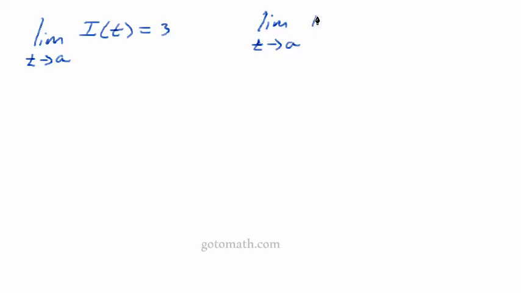What color could we use now? Guess we'll go back to blue. Let's see, what did we have? We had the limit as t approaches a, and I sub t is equal to 3. And we had the limit as t approaches a, f of t is equal to 13.